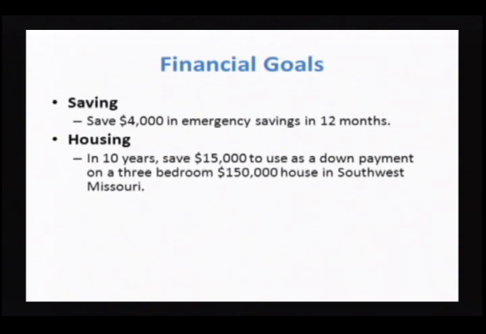Hopefully, I've done the research. I know what a $150,000 house in Southwest Missouri is going to look like. Hopefully, if I've done that research, I know that I can get a 3-bedroom house for $150,000. Now, as you go through your budget, you can adjust the numbers. What's it going to take to save $15,000 in 10 years? Maybe you can save faster. Maybe you can save more money. But as you get closer to your goal, you can make those adjustments.